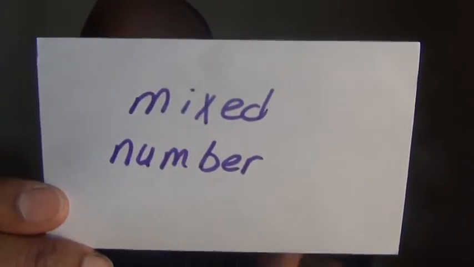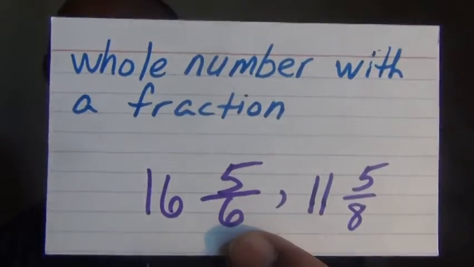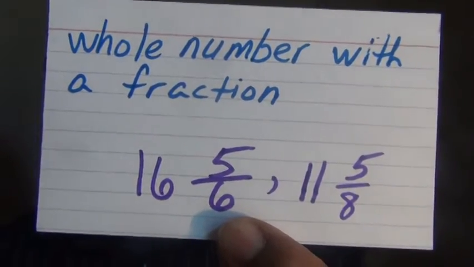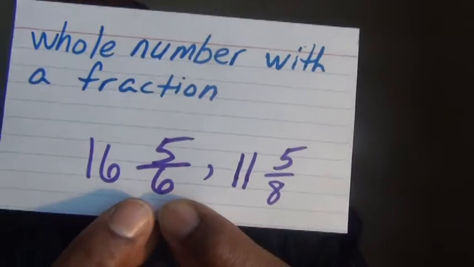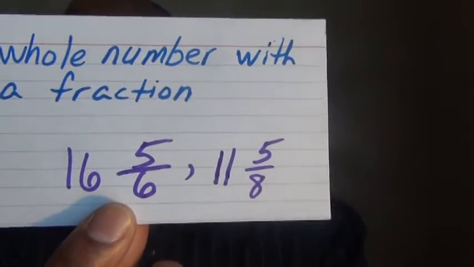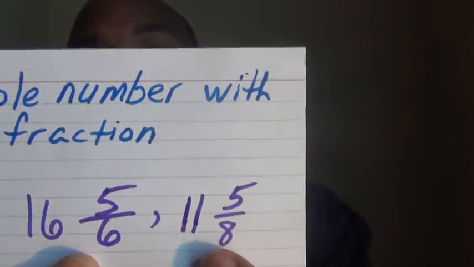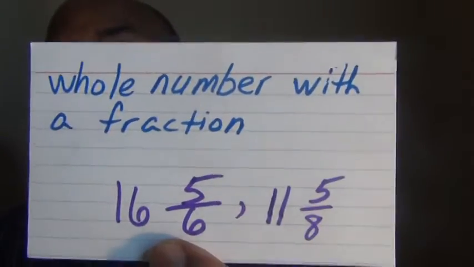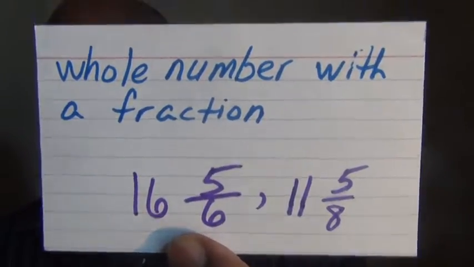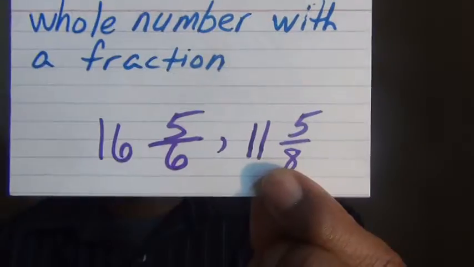A mixed number is a whole number followed by a fraction. So you'll see this is a mixed number, 16 and 5/6, and this is a mixed number, 11 and 5/8.